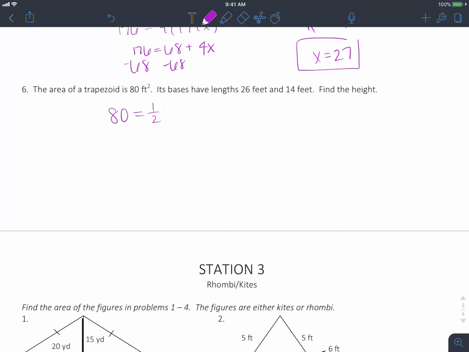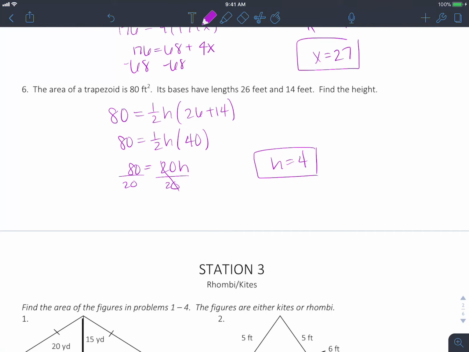Our area is 1/2 of our height, and our two bases are 26 and 14. So 80 equals 1/2 times height times 26 plus 14, which is 40. From there, 1/2 of 40 is 20. And then divide both sides by 20. Our height is 4.